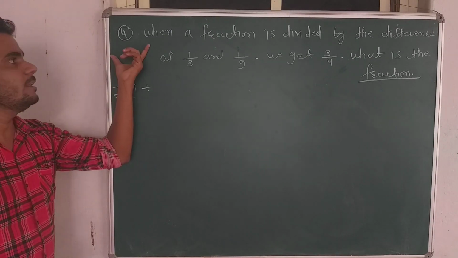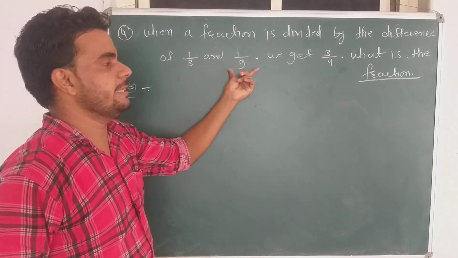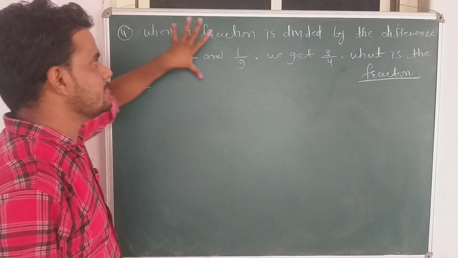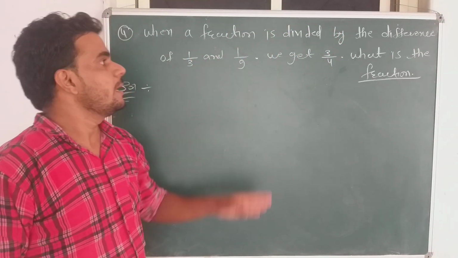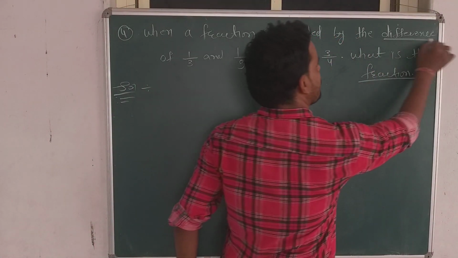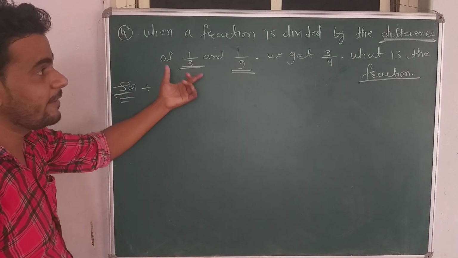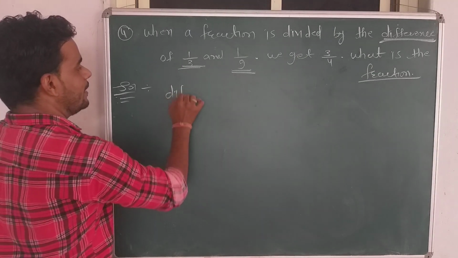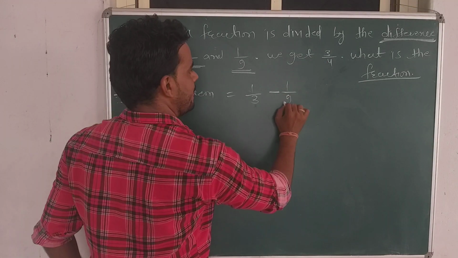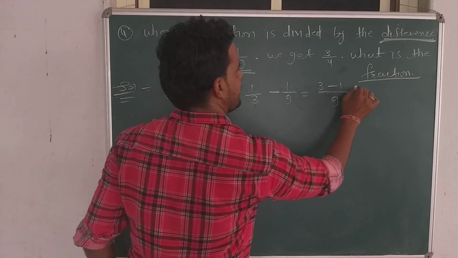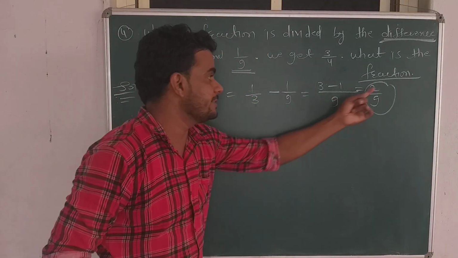So next, the fourth one. When a fraction is divided by the difference of 1 by 3 and 1 by 9, we get 3 by 4. So just read this question carefully. The question is saying that when a fraction, the fraction is not given, is divided by the difference of 1 by 3 and 1 by 9. So first we will find out the difference of 1 by 3 and 1 by 9. Difference means subtract 1 by 9 from 1 by 3. LCM is obviously 9, and 3 minus 1 means 2 by 9. So we know that the difference of 1 by 3 and 1 by 9 is 2 by 9.